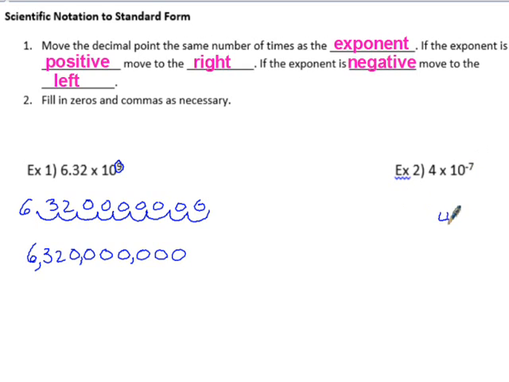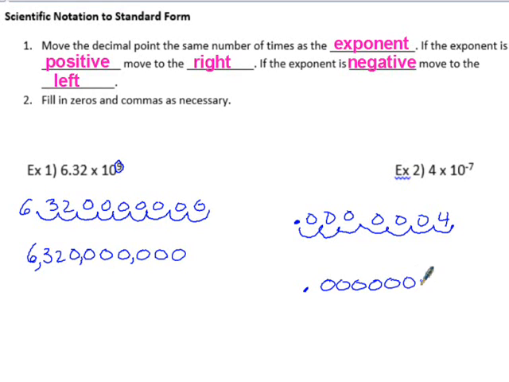Alright, here's the second example. So this time I have 4, and it's to the negative 7, so I'm going to go to the left 7 places. So 1, 2, 3, 4, 5, 6, 7. Fill in each of these with zeros, and that's where my new decimal point would be. So point, and then I have 6 zeros, 4. 4 times 10 to the negative 7th is this number.